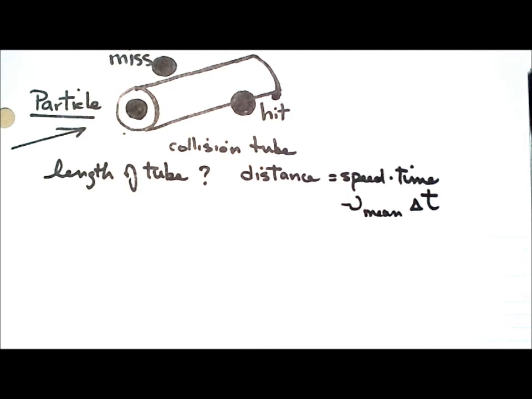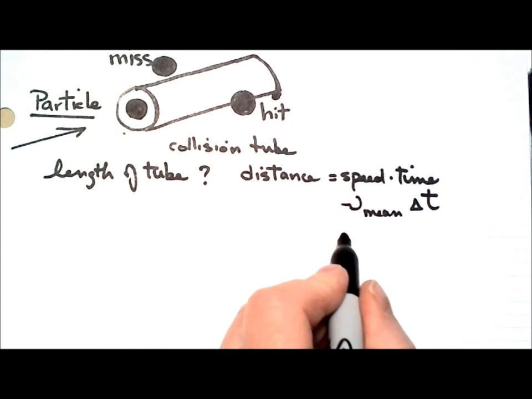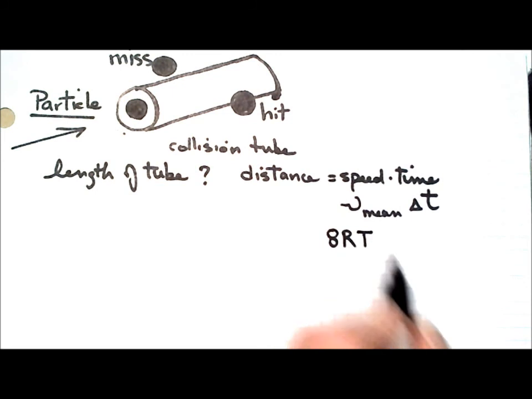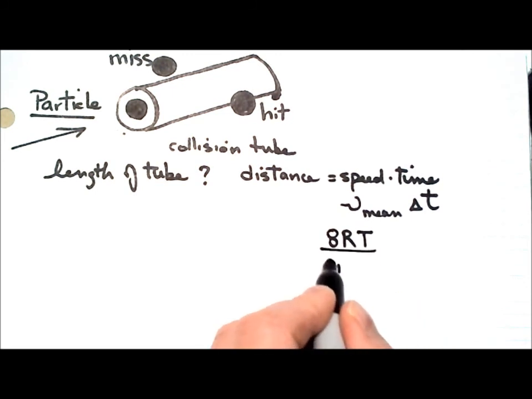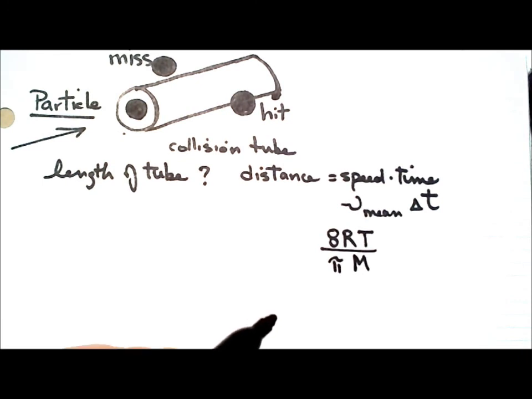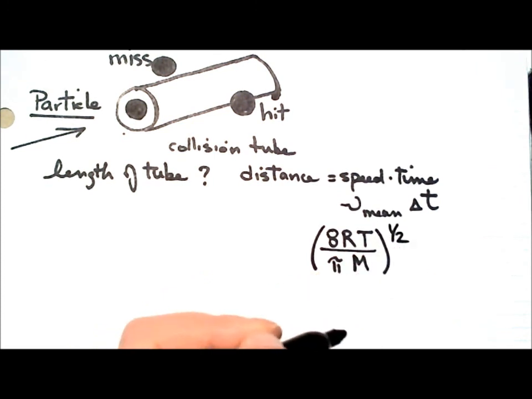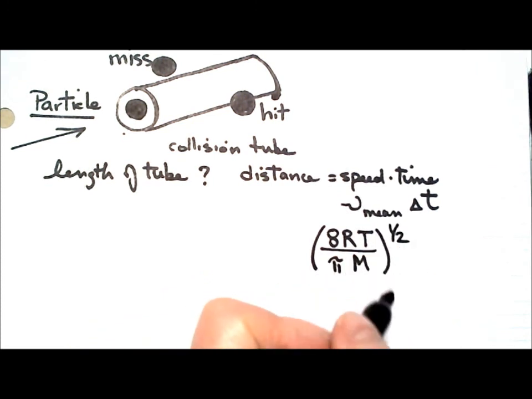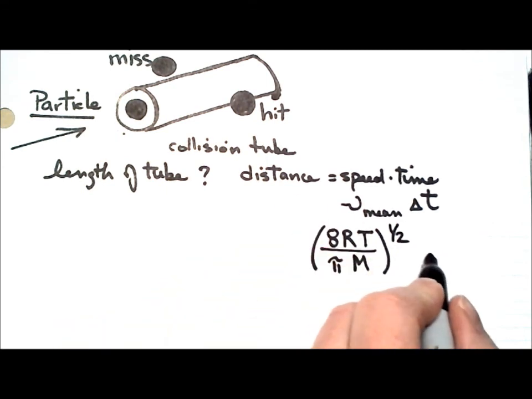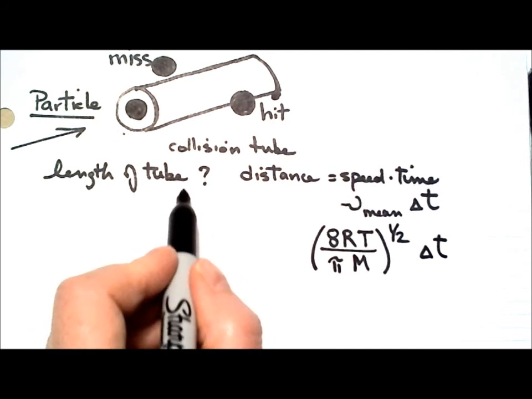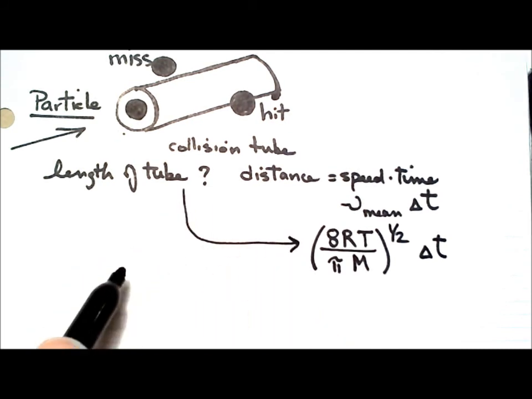Remember to use small t for time because capital T is temperature, and we're really unforgiving about that. The formula for this is 8R, gas constant R, capital T for temperature, over pi, capital M for molar mass, all of that to the exponent 1/2, which is the square root, times delta t. And that will be the length of the tube.